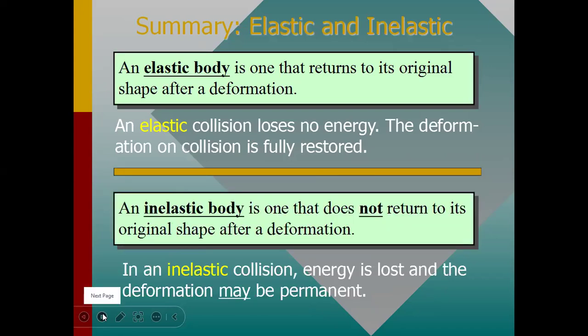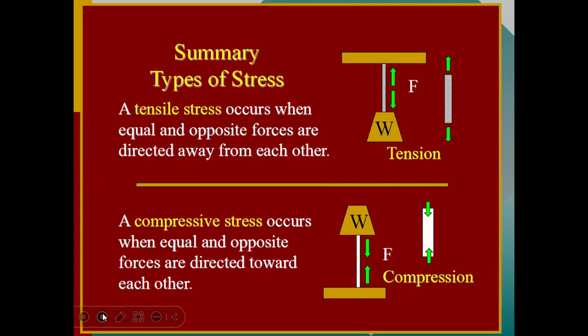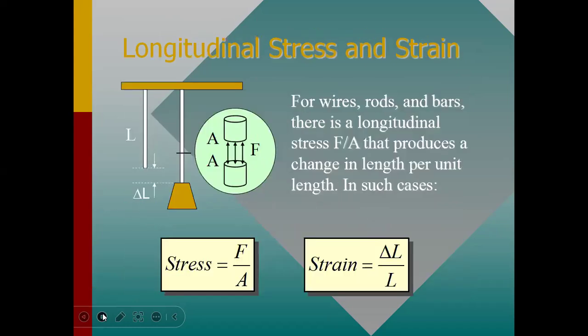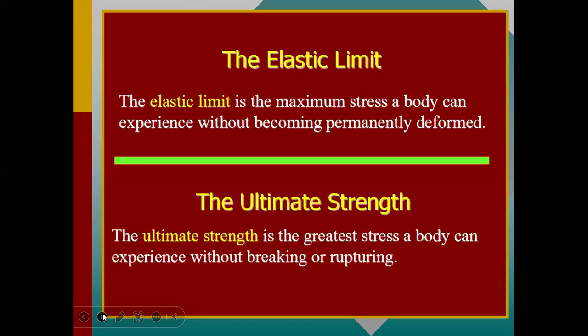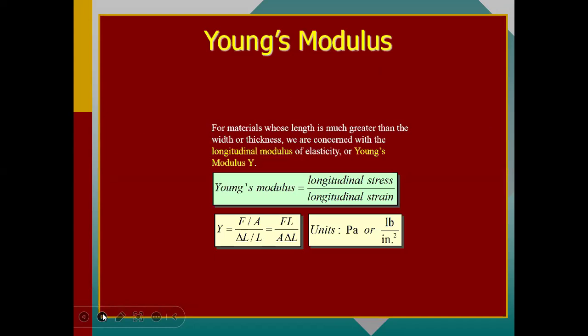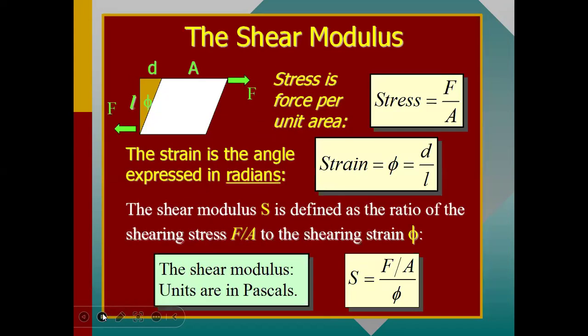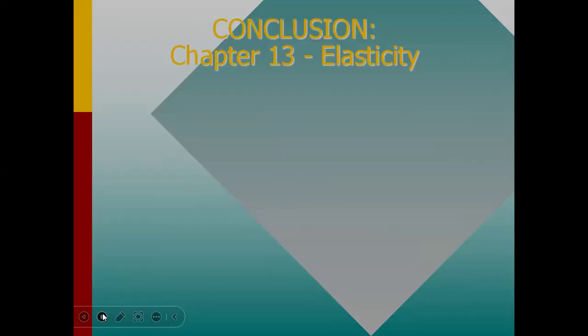This is the summary of the types of stress, and this is the formula we have used. Stress means pressure. Longitudinal stress and longitudinal strain, and we have also discussed the elastic limits. This is the formula for Young's modulus, this is the shear modulus formula, and this is for the bulk modulus.